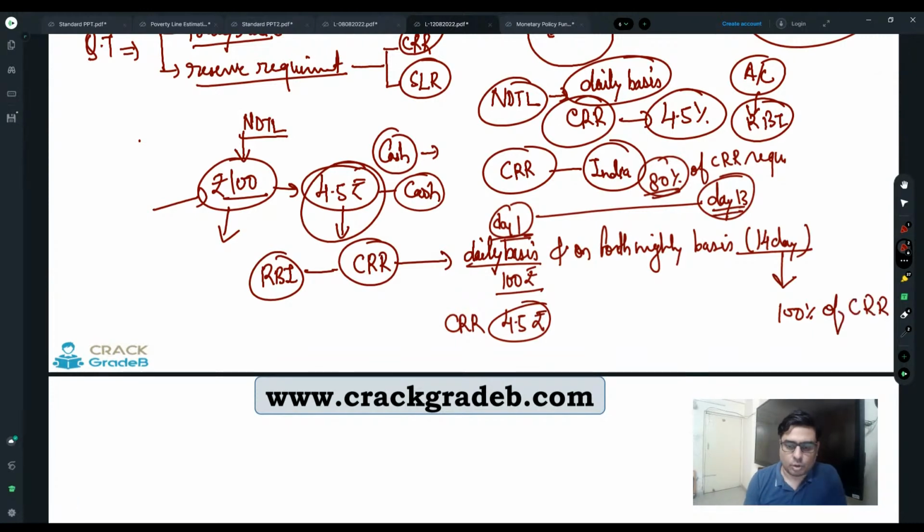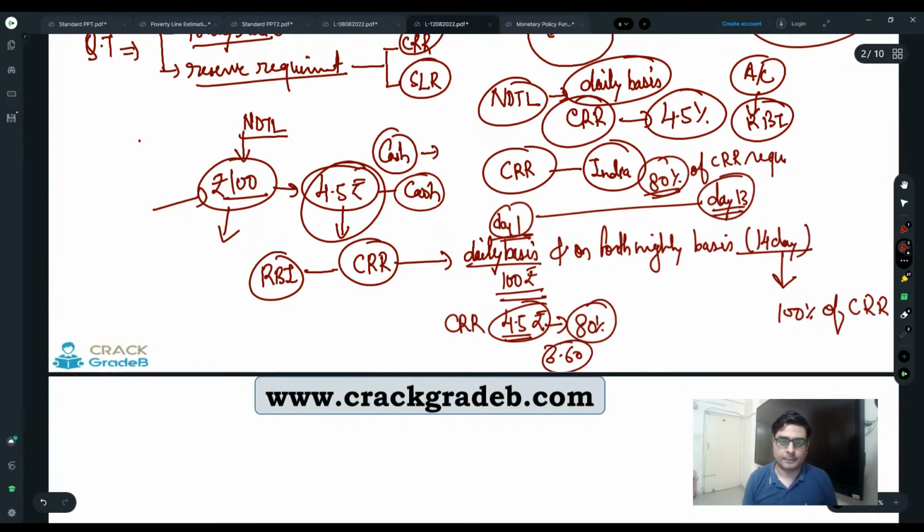What does it mean? On day one, NDTL is 100. How much CRR? 4.5%, that is 4.5 rupees. But you need not maintain 4.5 rupees. You have to maintain only 80% of that. That means 3 rupees 60 paise the bank has to maintain, I hope I'm right, of the CRR. That means the rest, 90 paise, is free. The bank can invest.